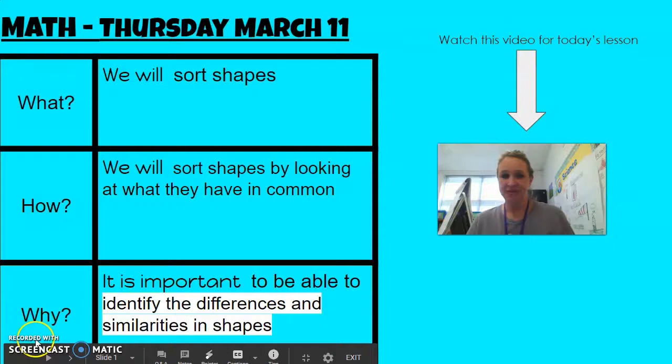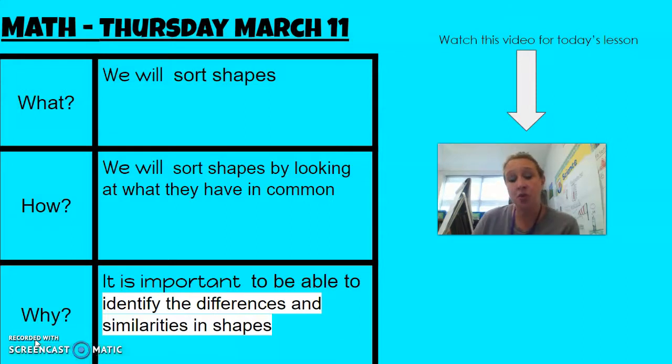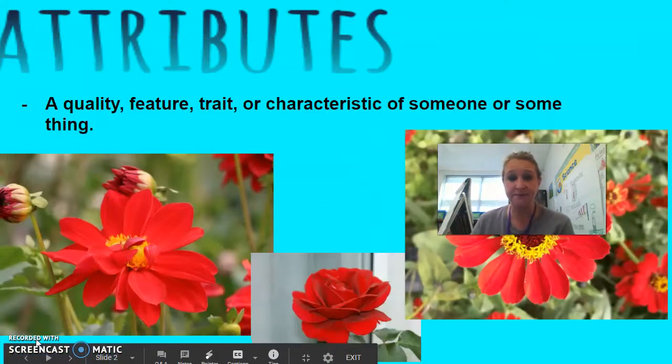All right, let's go find out how to sort some more shapes. Ready? So today we will sort shapes. We will sort shapes by looking at what they have in common. And this is important because we need to be able to identify the differences and the similarities in shapes.